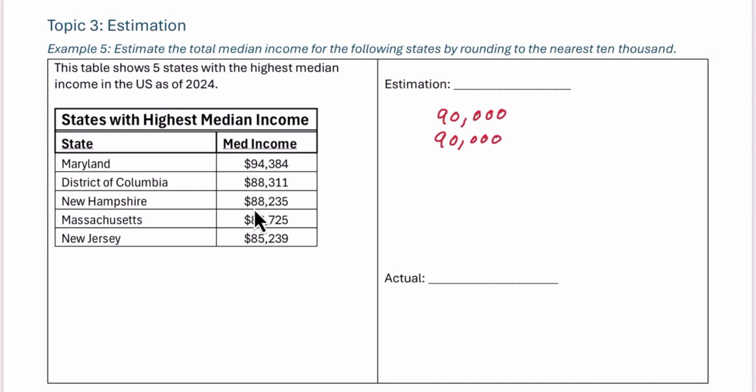For New Hampshire, again, the rounding digit is an 8. Look to the right of the 8, and we have another 8. If this digit to the right of the rounding digit is 5 or bigger, we add 1 to the rounding digit, making this 9, and everything to the right becomes zeros. Again, we have an 8 as the rounding digit. Look to the right of that, which is 6. 5 or bigger tells us to round up. So we have, again, 90,000.